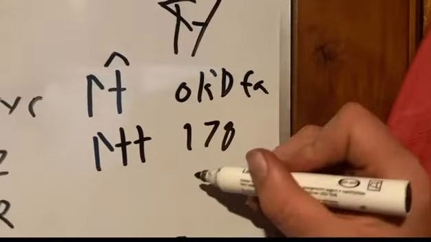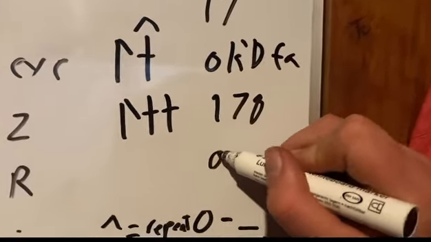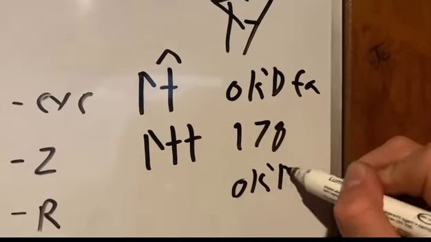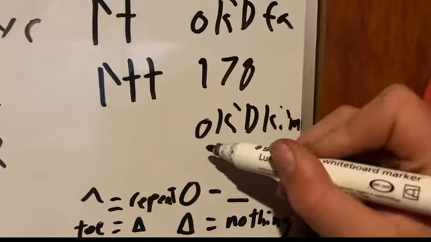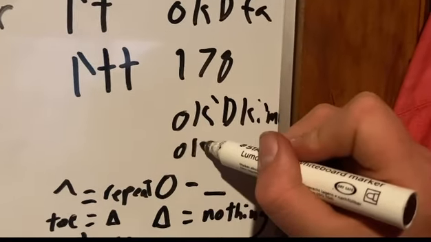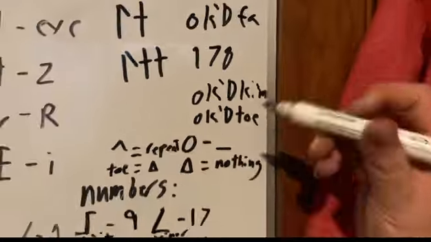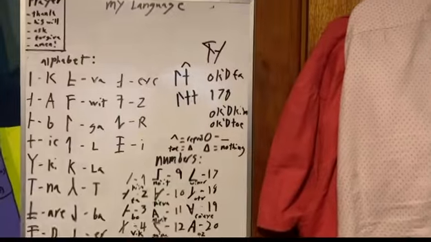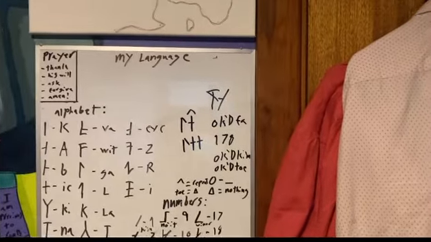And then before that, 177 would be oct kaim, and before that 176 would be octal. And that's how numbers work in my language. If you have any questions, ask below.